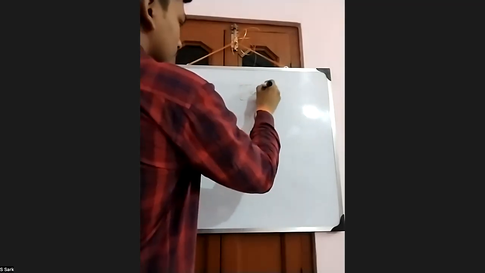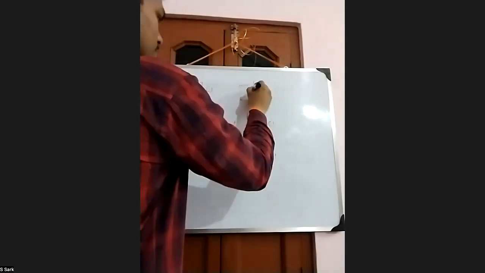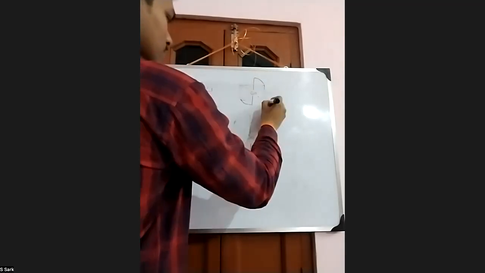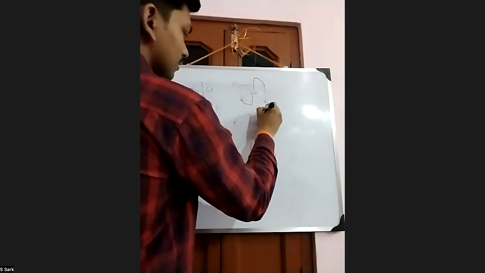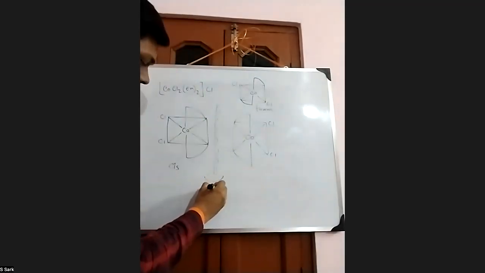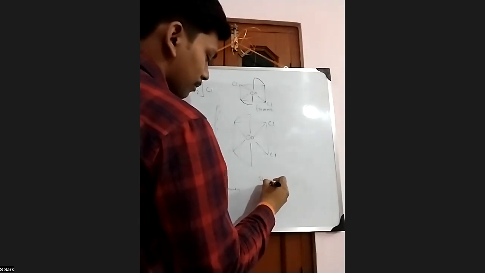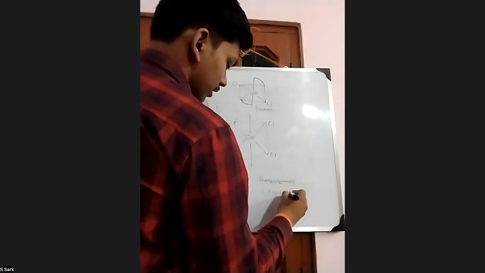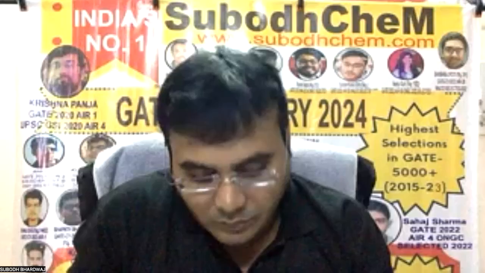So this is cis, this is trans, and the cis has a mirror image. So both of these are enantiomers. So the total stereoisomers will be 2 plus 1, 3. Yes, good. Right.